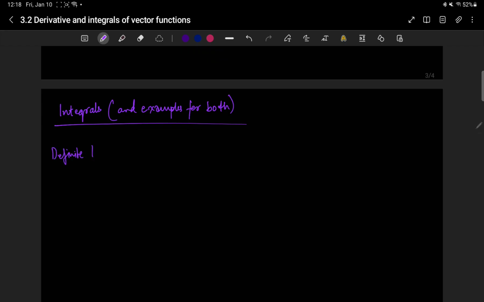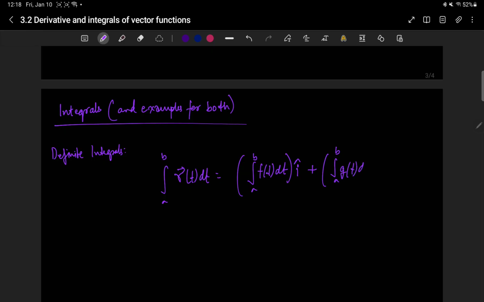So when we look at definite integrals, the same idea follows here. That is, the integral from a to b of a vector valued function can be evaluated as the integrals of each of the components in the i, j and k direction, and then combining them as a result.